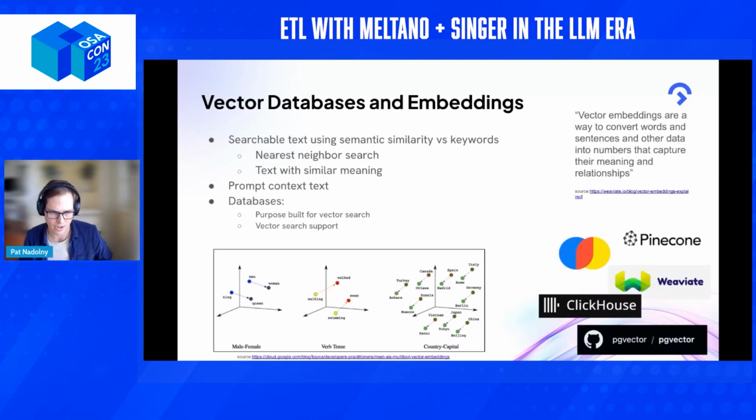So going down that rabbit hole, the next piece is, like I mentioned, vector databases as part of these RAG pipelines. Vector databases and embeddings, you'll probably hear a lot, but I think this quote up on the top right from a company called Weaviate says, vector embeddings are a way to convert words and sentences and other data into numbers that capture their meaning and relationships. So this is the technology behind being able to get semantically similar results when you have a prompt and try to find context that's useful for sharing as part of these RAG pipelines.